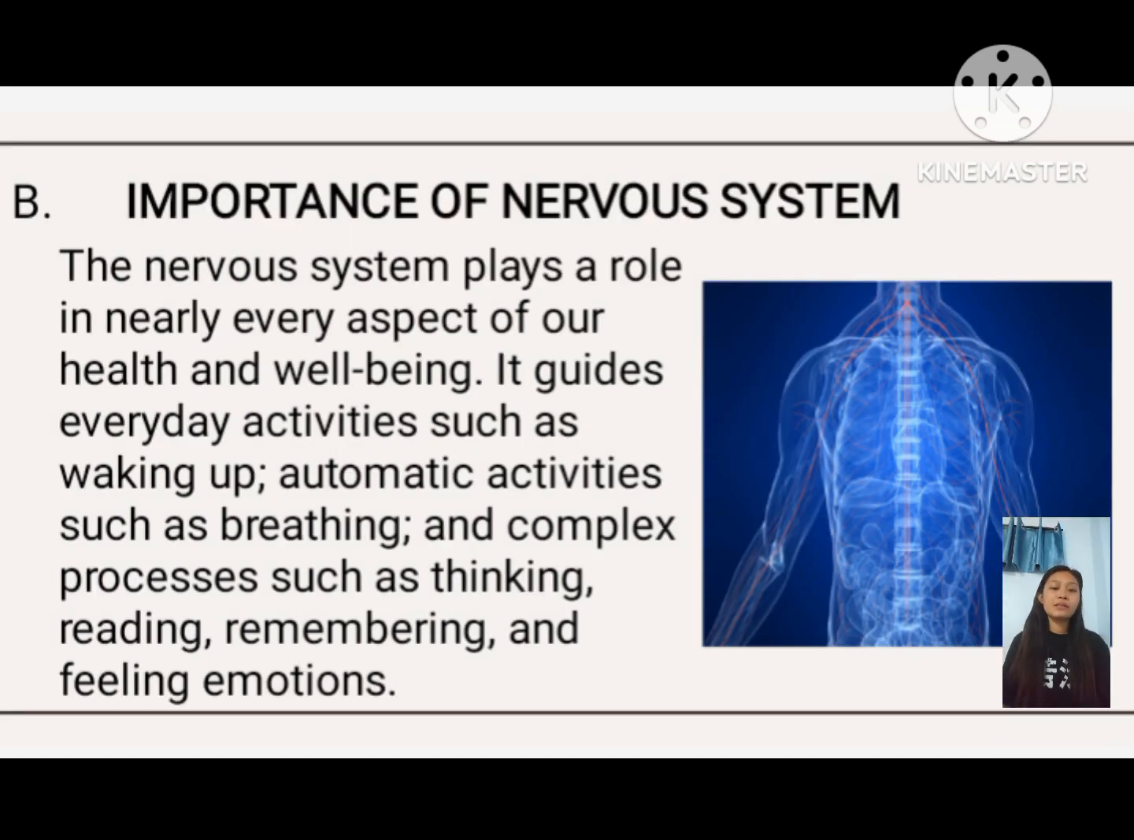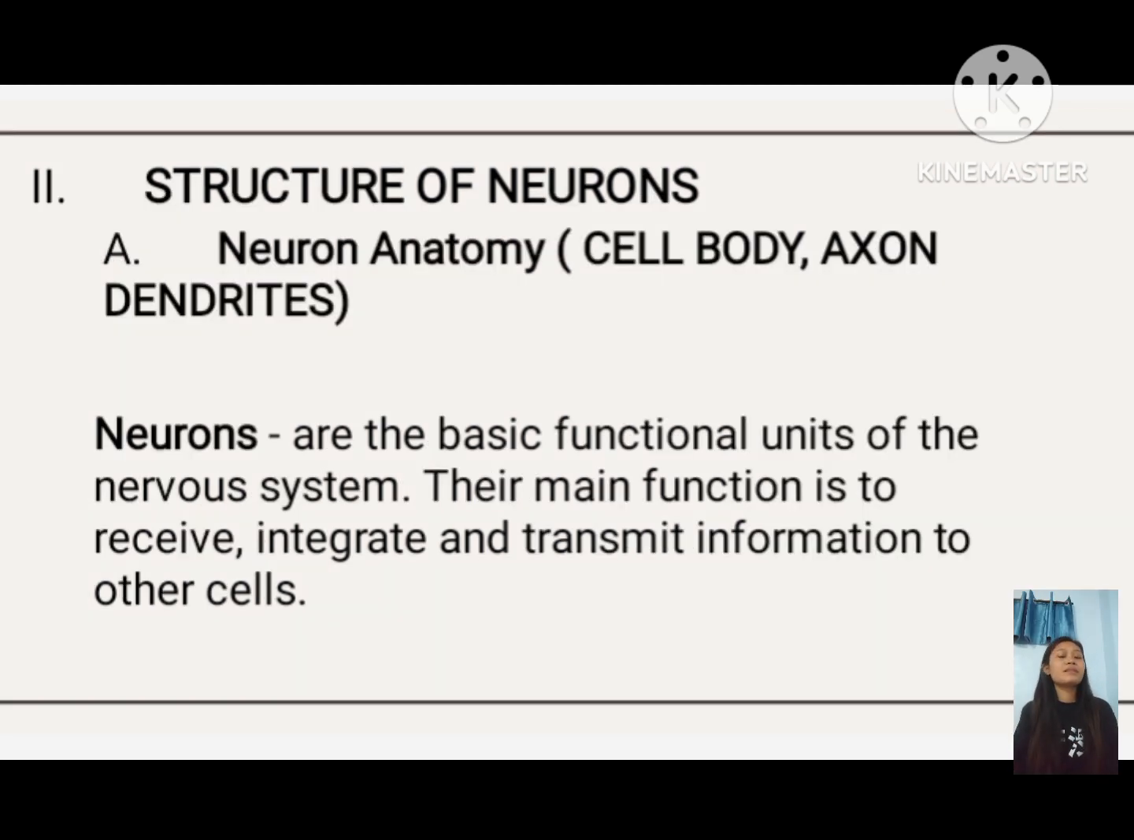The importance of the nervous system. The nervous system plays a vital role in nearly every aspect of our health and well-being. It guides everyday activities such as waking up, autonomic activities such as breathing, and complex processes such as thinking, reading, remembering, and feeling emotions. The cells of the nervous system are conveniently split into two major categories: the neurons and the neuroglial cells, which are often called glia.